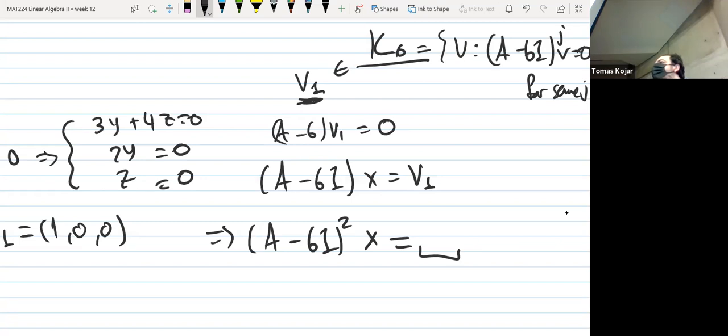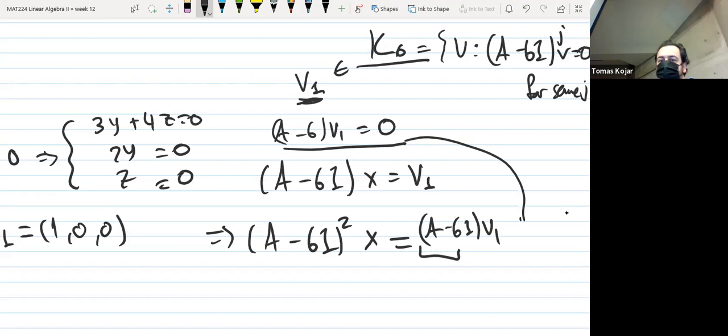What is it equal to? When you take, yeah, I saw your hands. Yeah, so if you act again, it will be V1, but this guy is 0. Right? Yeah, so it's 0. So what will J be? Oh yeah, that's what you meant. Yeah, J would be 2. So the J is 2.